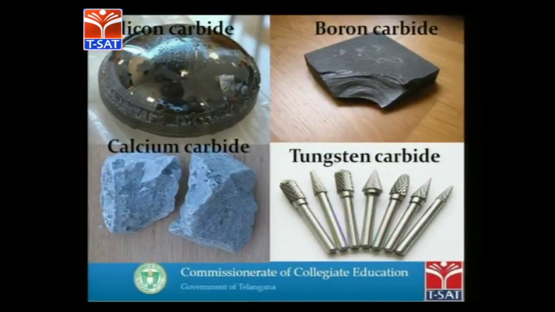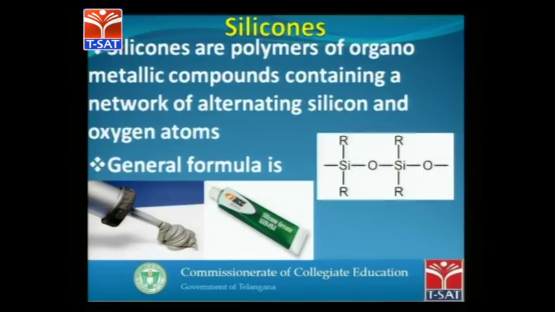Tungsten carbide is also light in weight and a very hard material. If you see the structures of silicon carbide, boron carbide, calcium carbide and tungsten carbide, out of these tungsten carbide is very hard and has wide industrial applications. Silicon carbide is used as an abrasive. Calcium carbide is not that hard; it is used in powder state for artificial ripening of fruits.